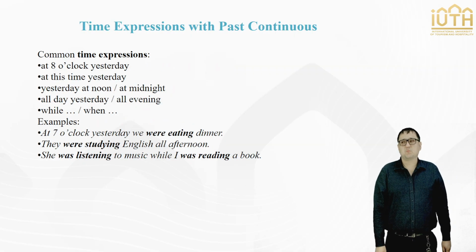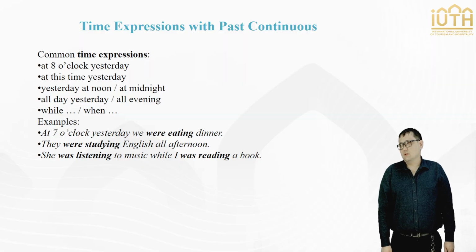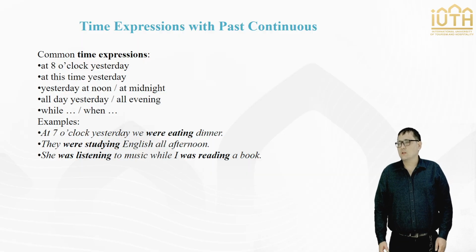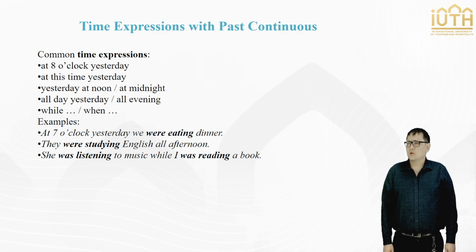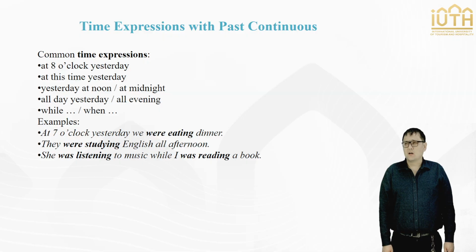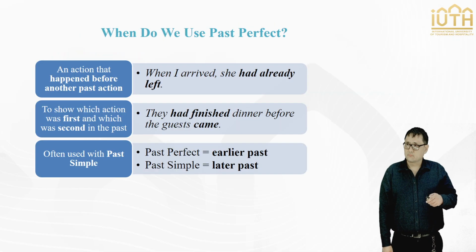Time expressions with past continuous: at 8 o'clock, at this time yesterday, yesterday at noon, at midnight, all day yesterday, all evening, while, when. Examples: at 7 o'clock yesterday we were eating dinner. They were studying English all afternoon. She was listening to music while I was reading a book.